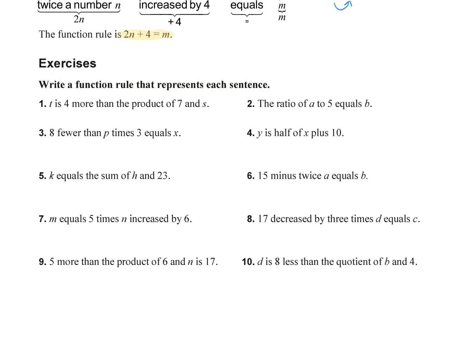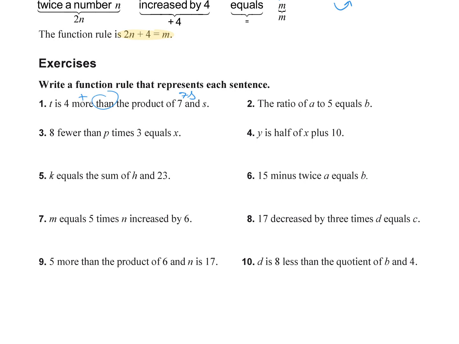All right, so for number 1, we have t is 4 more than the product of 7 and s. So we have 4 more, so that's going to be a plus, than the product of 7 and s. Product means multiplication, so it's going to be 7 and s. Now, the fact that it has the word than would usually mean to you flip it.